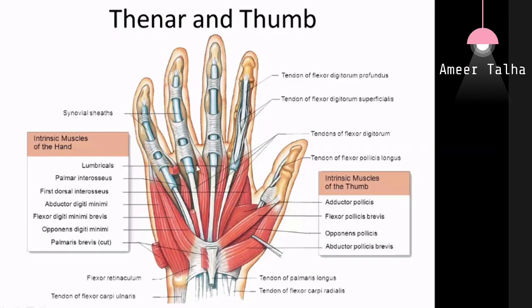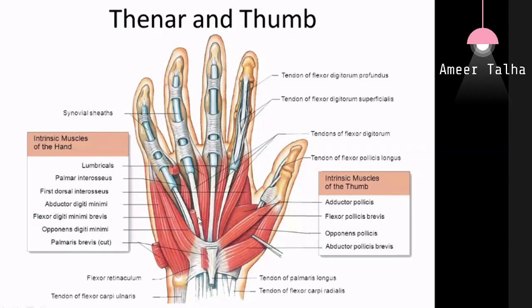Then talking about the small intrinsic muscles of the hand, moving superficial to deep, there are 4 lumbrical muscles which originate from the tendon of flexor digitorum profundus, and they move dorsally and are inserted to the extensor expansion of the dorsum of hand. So when these muscles contract, it would lead to the extension of the digits at the interphalangeal joints. Is this concept clear?